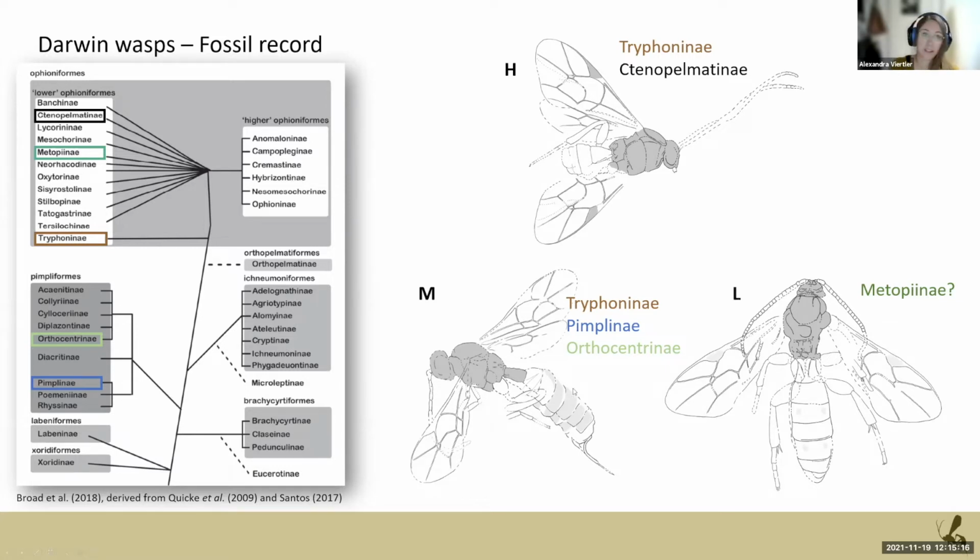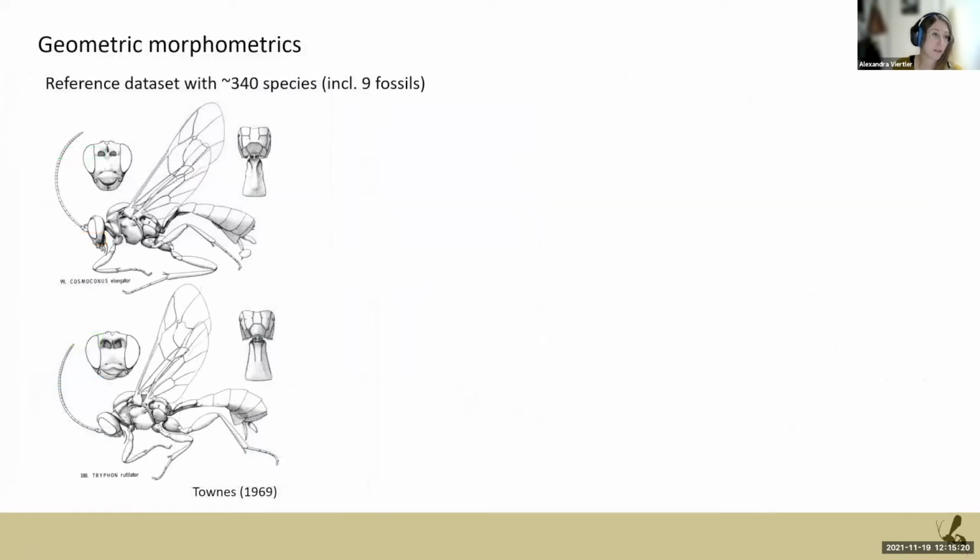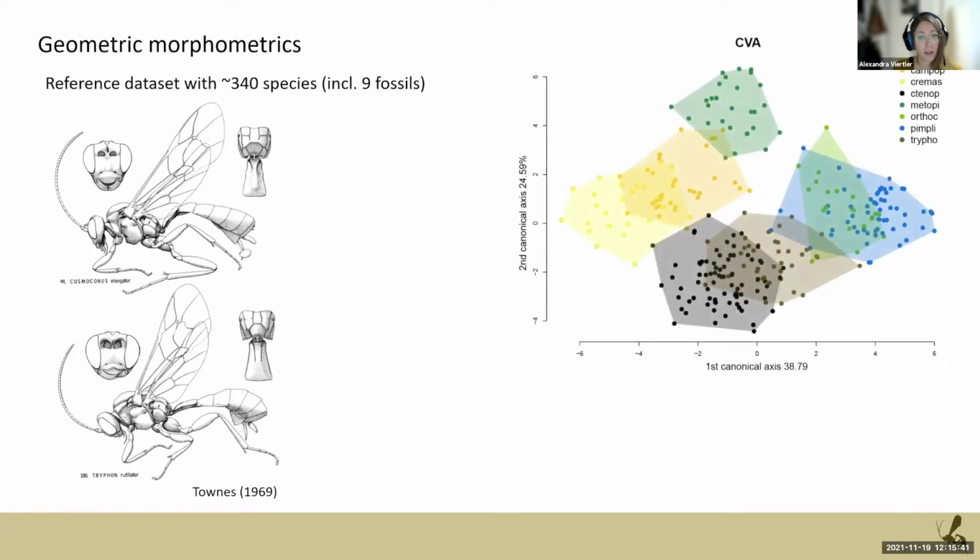Then I created a reference data set with extant species. I made that from illustrations from Townes, with around 340 species. I placed landmarks and curves on 2 veins, and I also included 9 fossil species from the same formation. Then I just needed to check in the CVA analysis how well this reference data set splits the groups. So that's the first result.